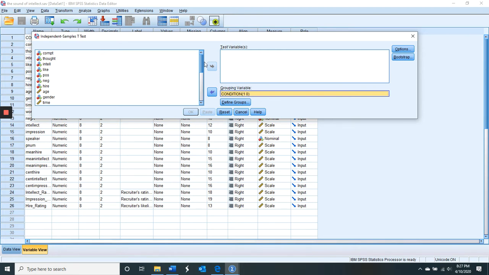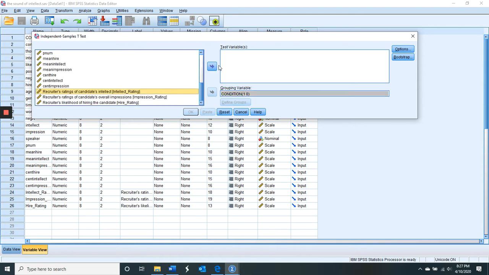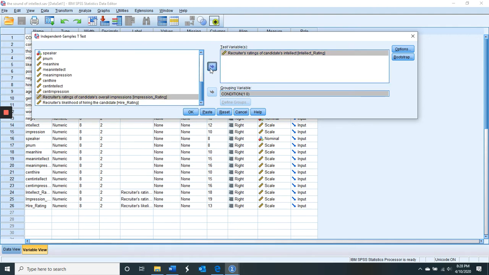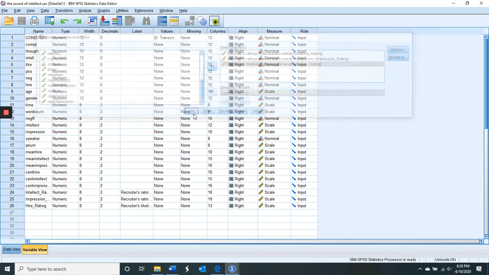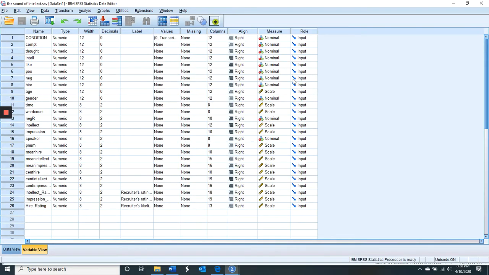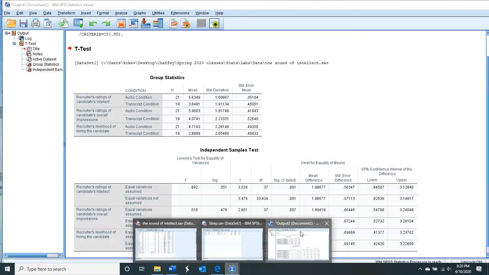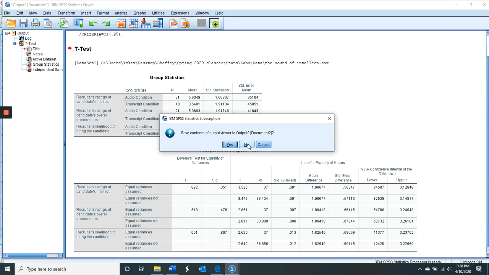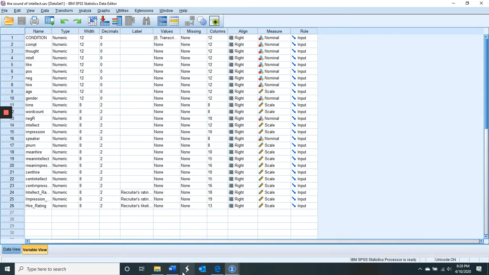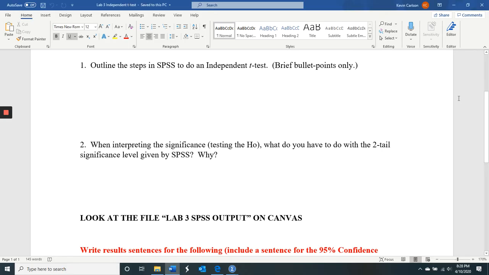Then bullet point, put your dv in the test variable. In this case, we actually put 3, but it doesn't matter. You can just say dv in the test variable. And then voila, press OK. And you should have your output, which is right there. So that's question number 1. What are the steps? You can just have the bullet points be very simple.